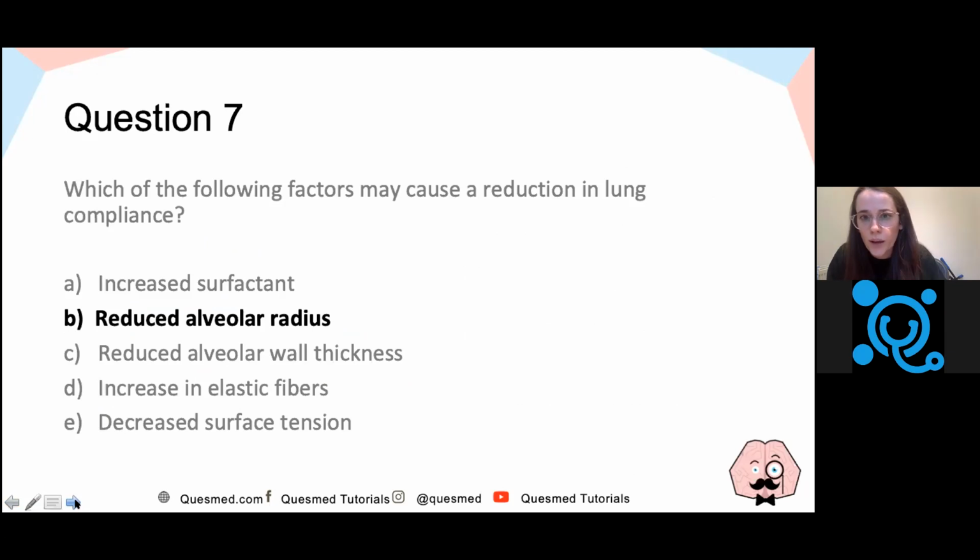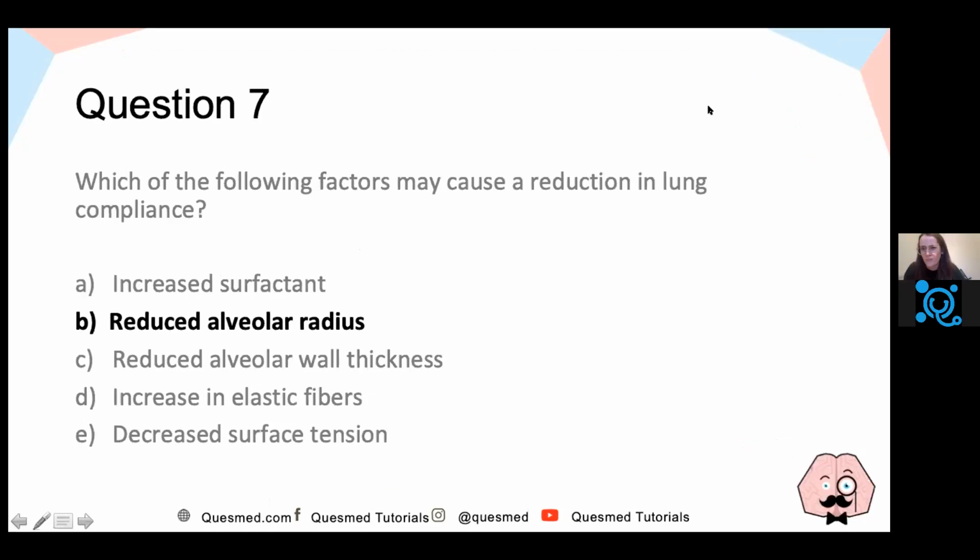So what we said by answering this question is that a reduced alveolar radius may cause a reduced alveolar compliance. However, the surfactant is in place to try and prevent any changes in compliance due to radius. However, if we didn't have that surfactant, we would have a reduction in compliance. Okay, does that make sense?